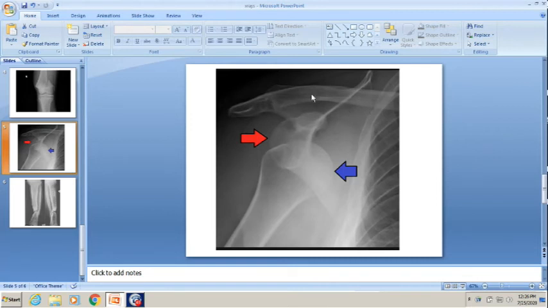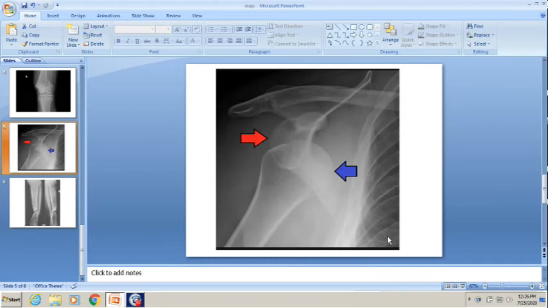Subclavicular. So when this humeral head goes below the clavicle, you call it subclavicular. When it is below the coracoid, you call it subcoracoid. When it is inside the thorax, you call it intrathoracic. So what is the most common nerve to be injured in shoulder dislocation? Sir, axillary nerve. Axillary. Okay.